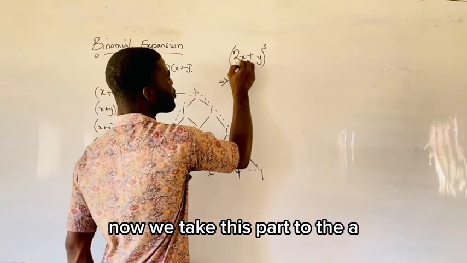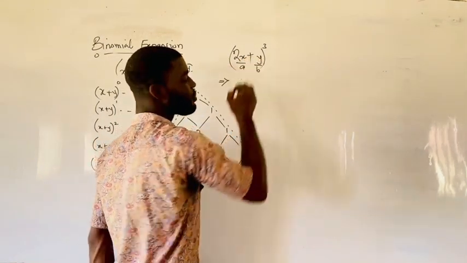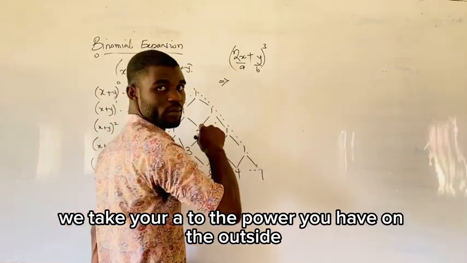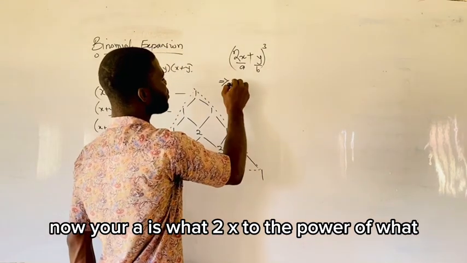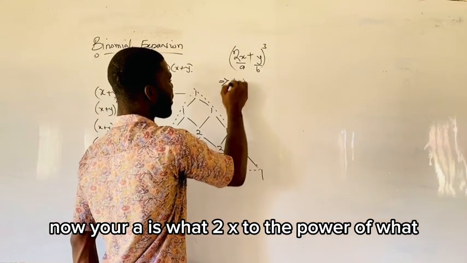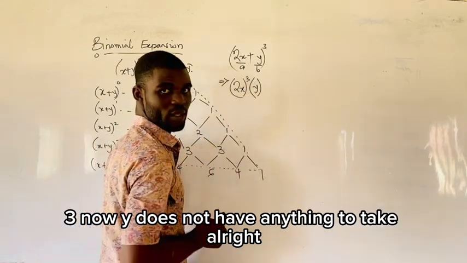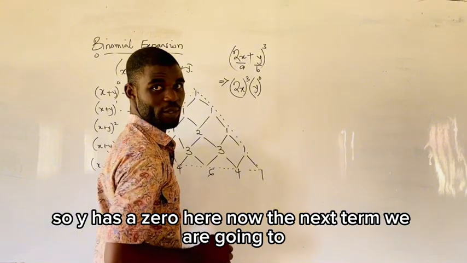So now the first term is this. Now we take this part to be A. We take this part to be B. Now this is how the thing goes. We take your A to the power you have on the outside. Now your A is what? 2x to the power of what? 3. Now, y does not have anything to take, because it's taking the whole 3. So y has a 0 here.